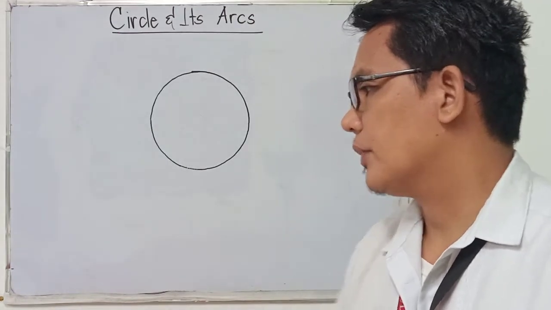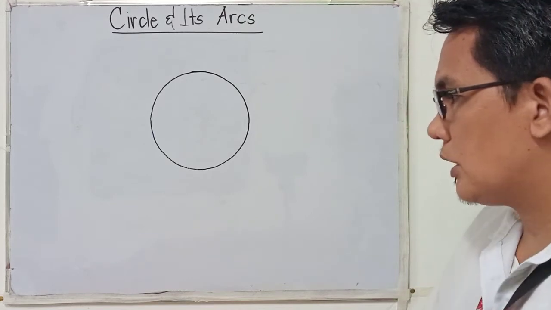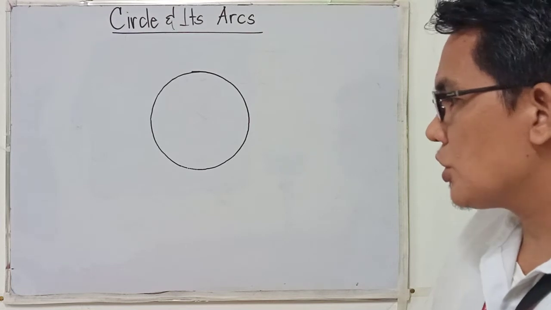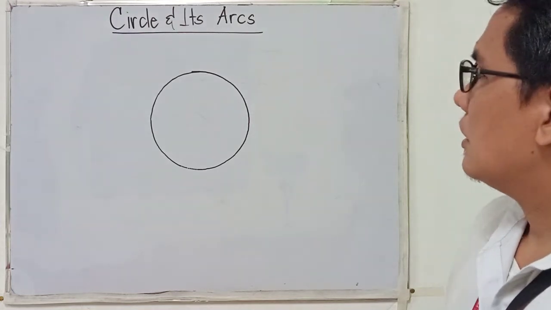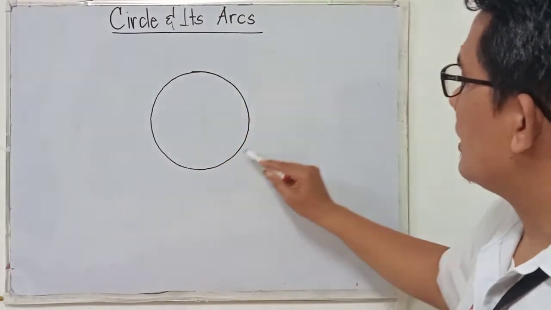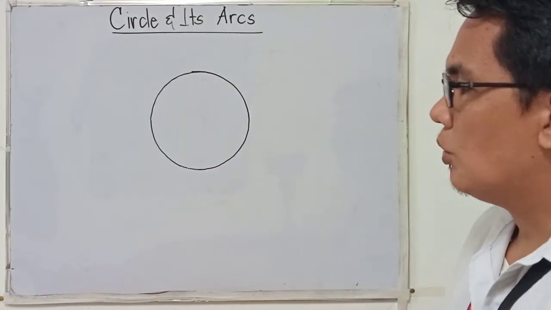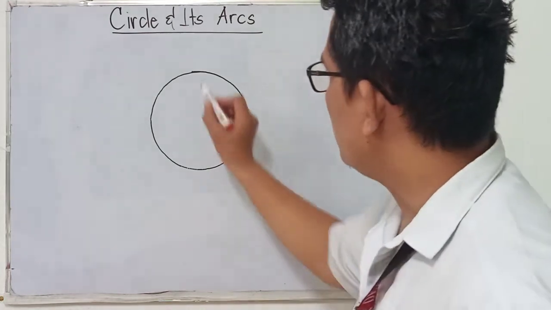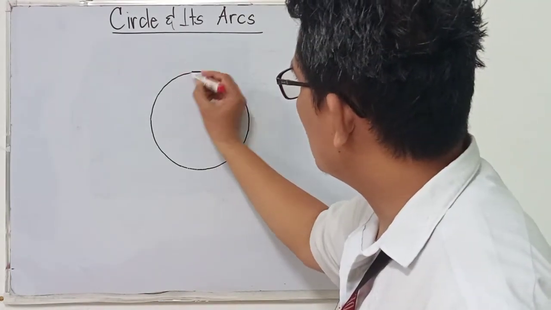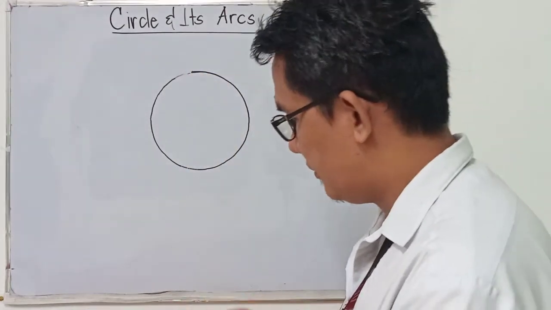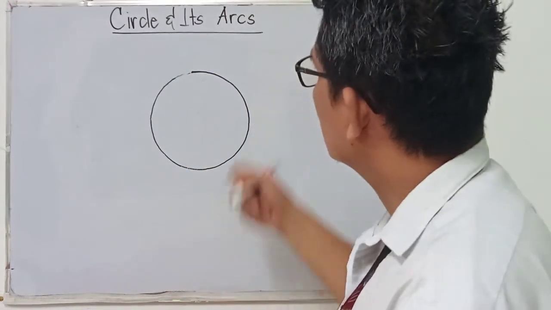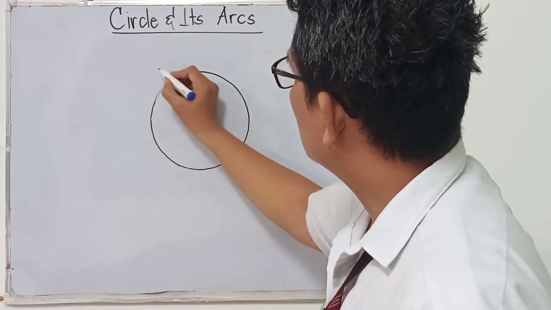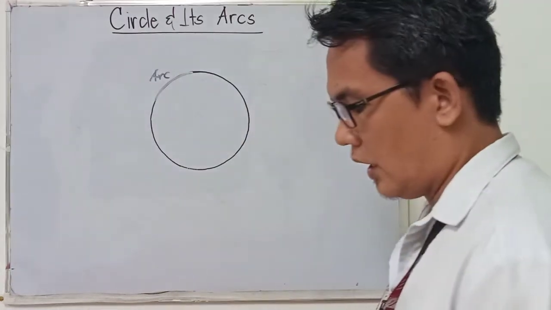So number 1, it is a part of the circle or portion of the circumference of a circle. So remember that this is the circumference of the circle. If we're going to talk about a portion only, that refers to an arc. So say for example, this portion here is an arc.